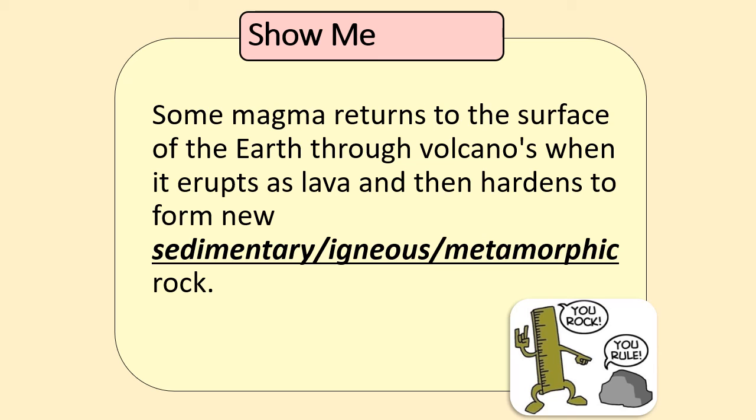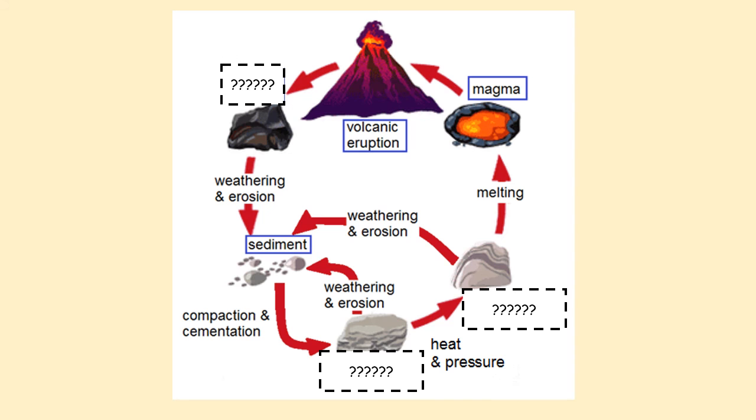Now, some magma returns to the surface of the Earth through volcanoes when they erupt as lava hardens. And when that lava hardens, what type of rock is formed? Is it sedimentary, igneous, or metamorphic? Well, the answer is igneous rock.